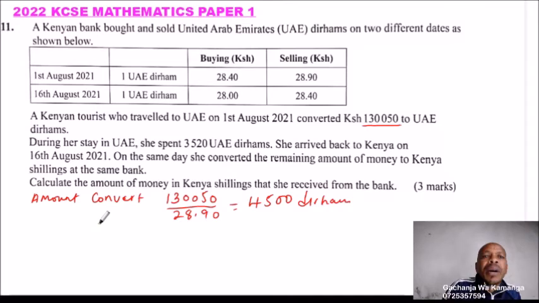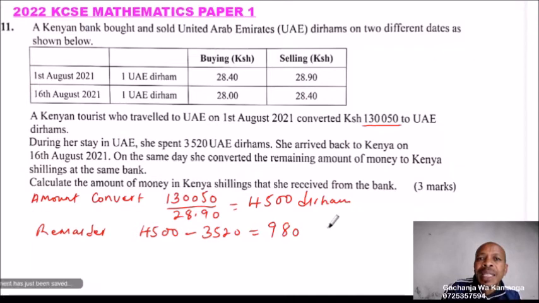And now, we are told here the tourist spent 3,520, so remaining, you say 4,500, this is what she converted, minus what was spent, 3,520, and when you do that, you'll be able to get 980 dirhams.